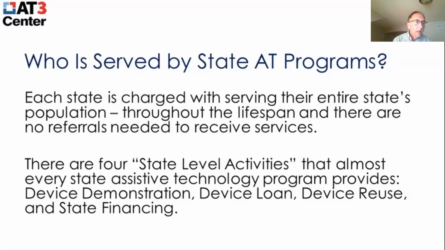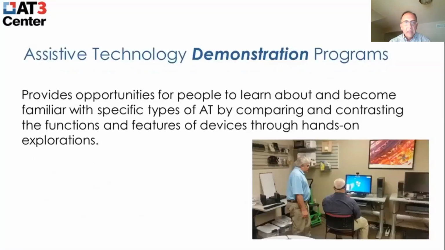So let me go on and talk a little bit about the different kinds of state-level assistive technology activities that every state AT program, almost every state AT program, is required to provide. First of all is demonstration programs. And the demonstration programs provide a chance for an individual with a disability or a caregiver, a parent, a family member to come in and have assistive technology demonstrated to them, whether it is some type of CCTV or electronic enlarging devices for somebody with a vision impairment or computer adaptation or whatever it might be.